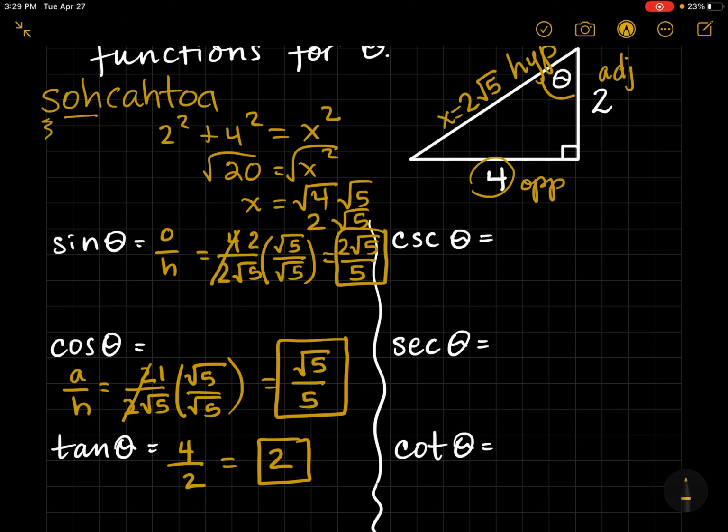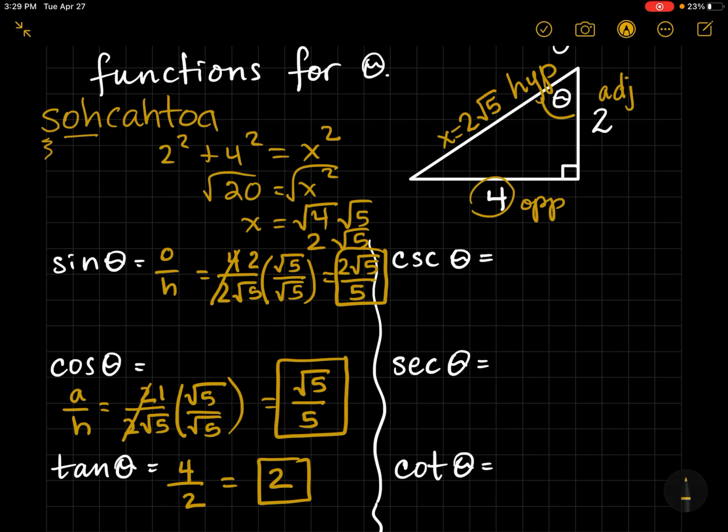Now, the next part, you can do a couple ways to do the reciprocal functions. You can flip the final answer, but I prefer to flip the ratio from the very beginning and just look at this as hypotenuse over opposite. So the hypotenuse is 2 radical 5, and the opposite is 4. So my answer is radical 5 over 2.